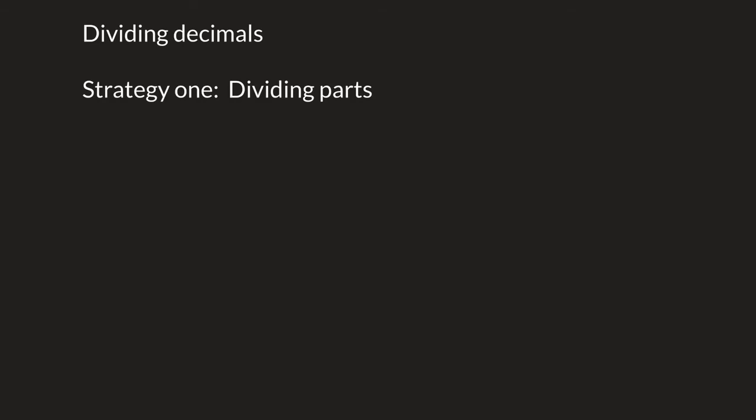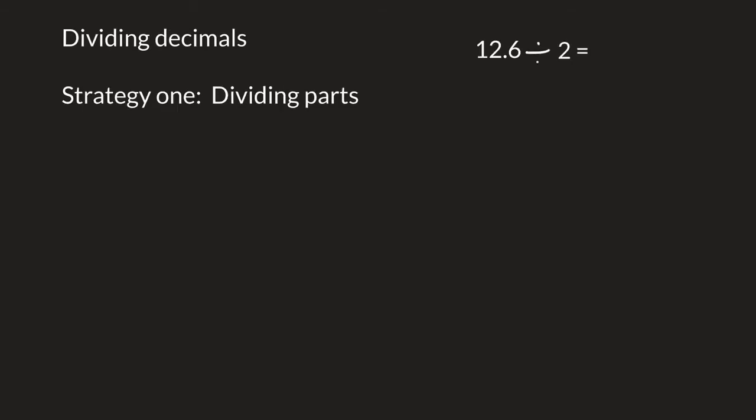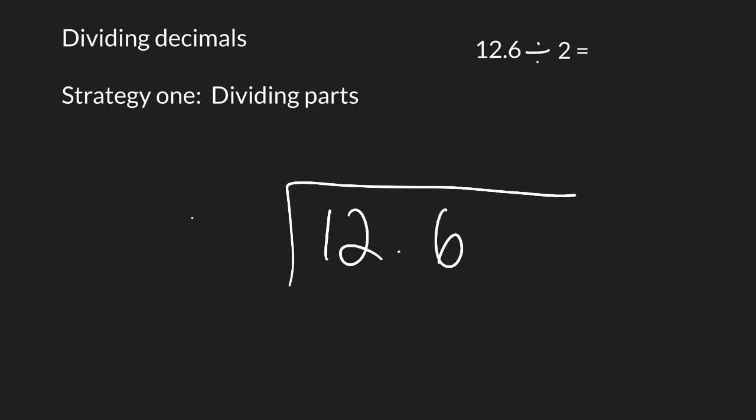Let's move on to dividing decimals. Strategy number 1. We're going to divide parts. The equation is 12.6 divided by 2. Now, we've all done long division before, but we're going to divide it into parts this time. We're familiar with 12.6 divided by 2.